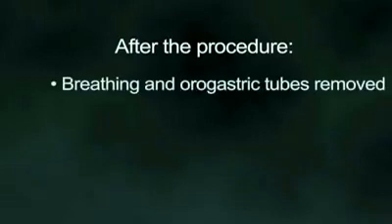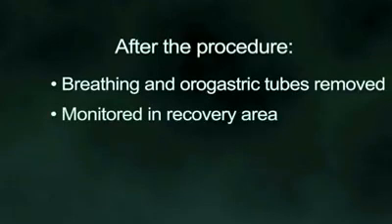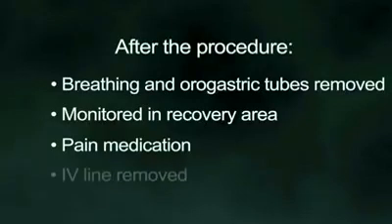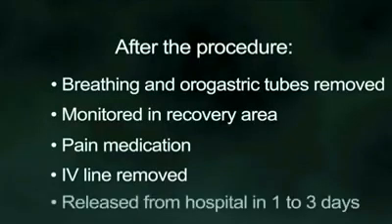After the surgery, your breathing and orogastric tubes will be removed, and you will be taken to the recovery area for monitoring. You will be given pain medication as needed and will progress slowly from a liquid to a soft to a solid diet. Your intravenous lines will be removed once your gastrointestinal system recovers. Most elective cholecystectomy patients can leave the hospital within 24 hours. Patients with infected gallbladders may need to stay 1 or 2 more days.